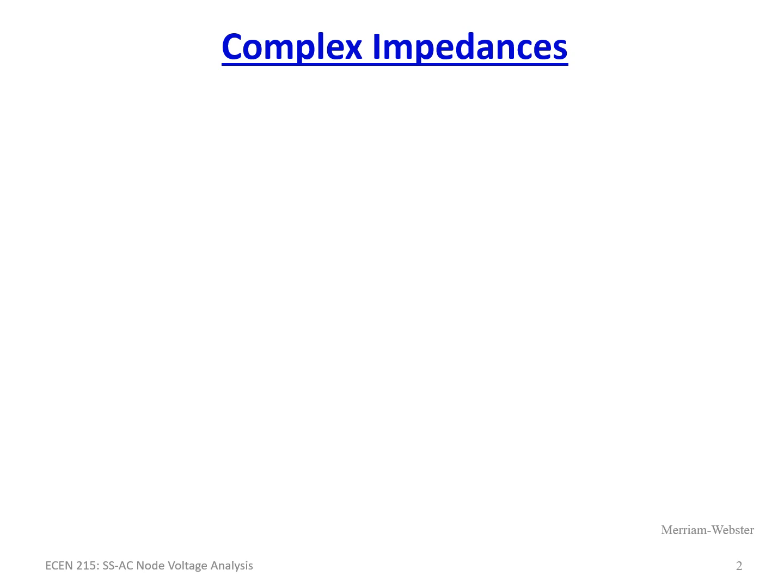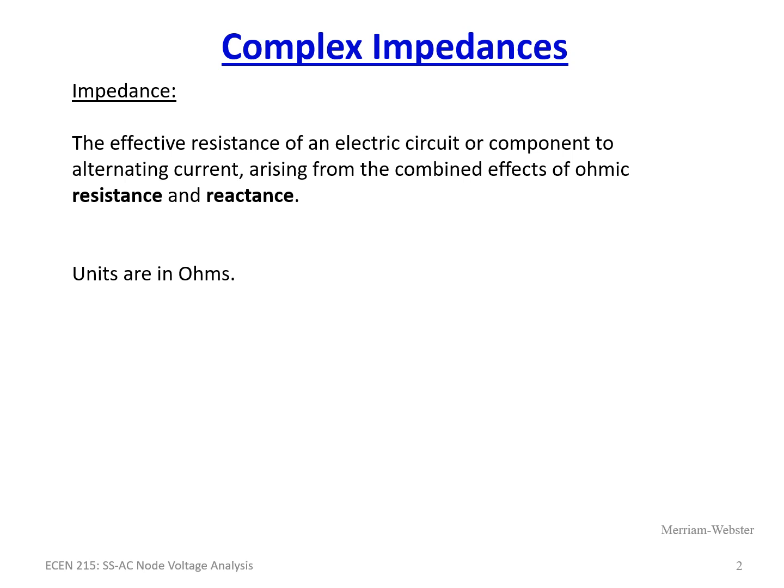As such, we're going to first do a real quick review on complex impedances because this is critical for us to do the circuit analysis. So again, impedance, the actual definition, is the effective resistance of an electric circuit or components to alternating current arising from the combined effects of ohmic resistance and reactance.